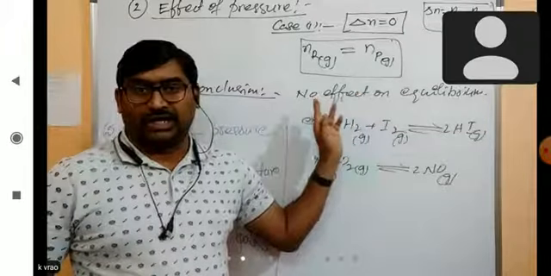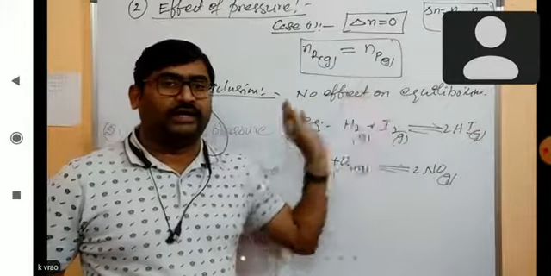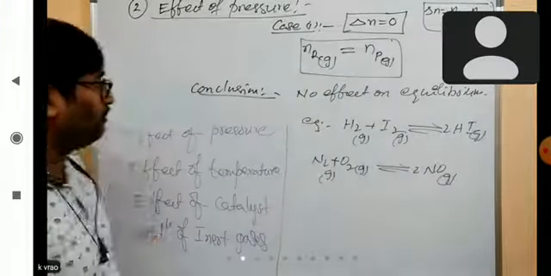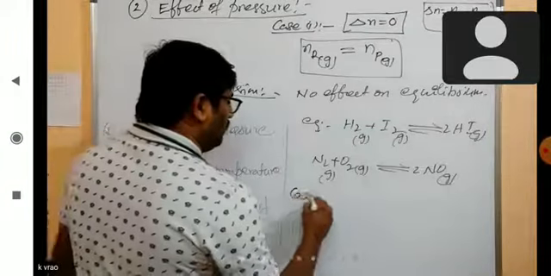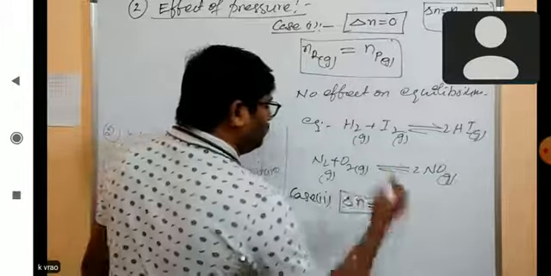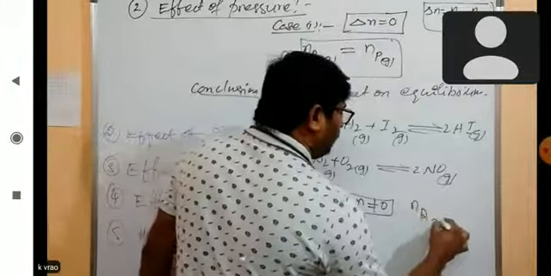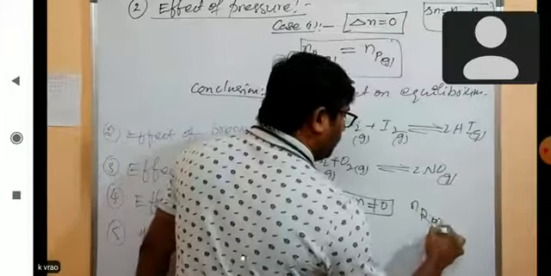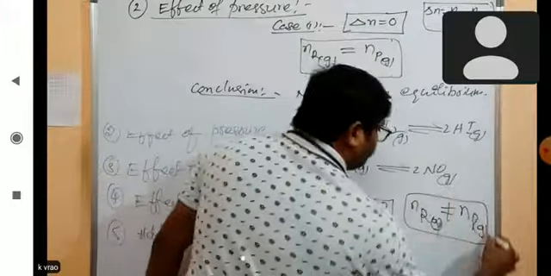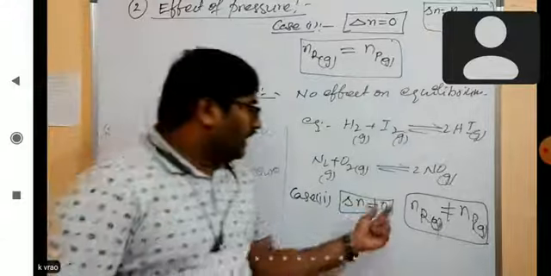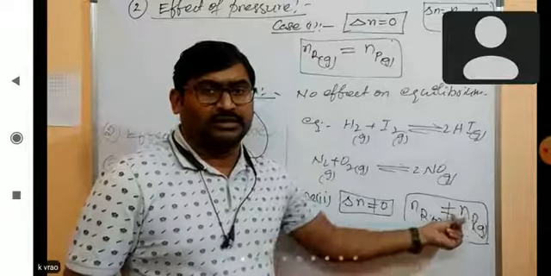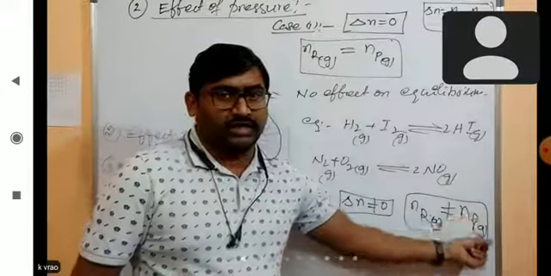When the number of moles are not equal on the reactant or product side, then it has a pressure effect. Remember this. That is case number 2. For example, if I take delta n is not equal to 0, it means the number of moles of reactants in the gaseous state is not equal to the number of moles of the products in the gaseous state.